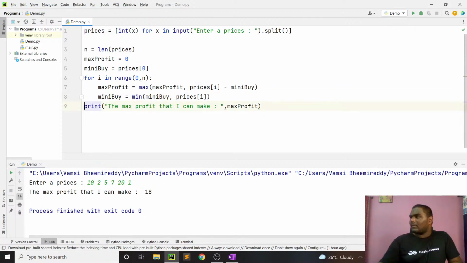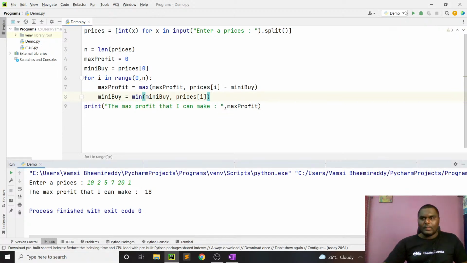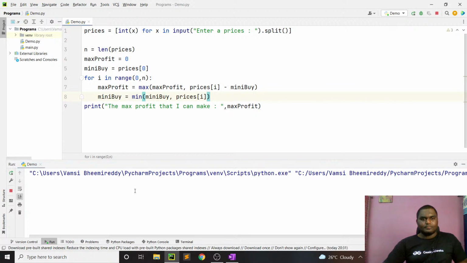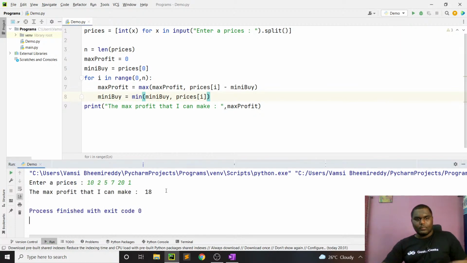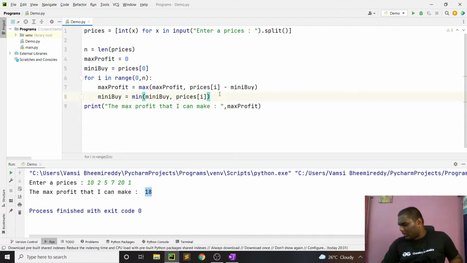Now let's simply execute this piece of code. Let me copy the input. So the maximum profit that I can make here is 18. So this is how you can do it, right? Let me know in the chat window whether you have understood the problem or not.